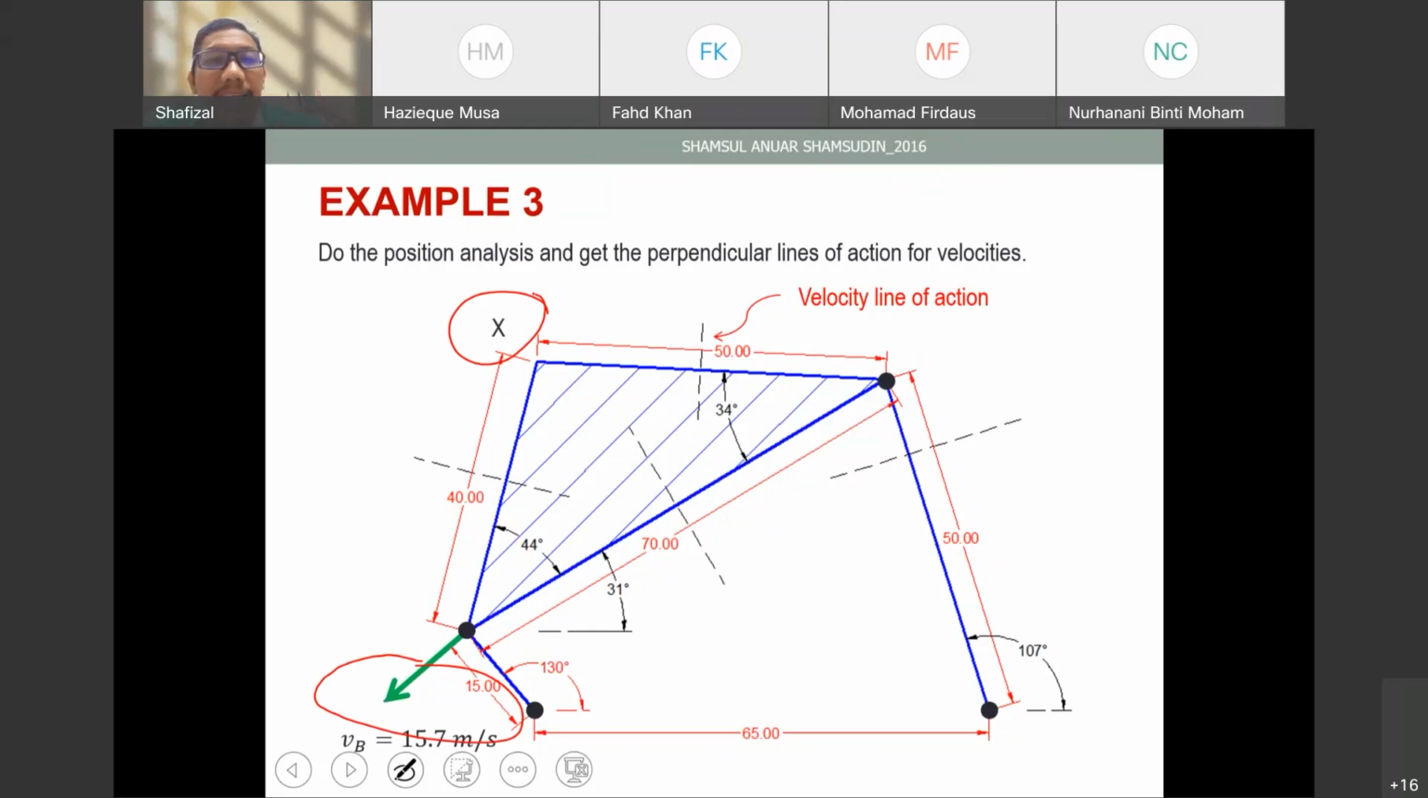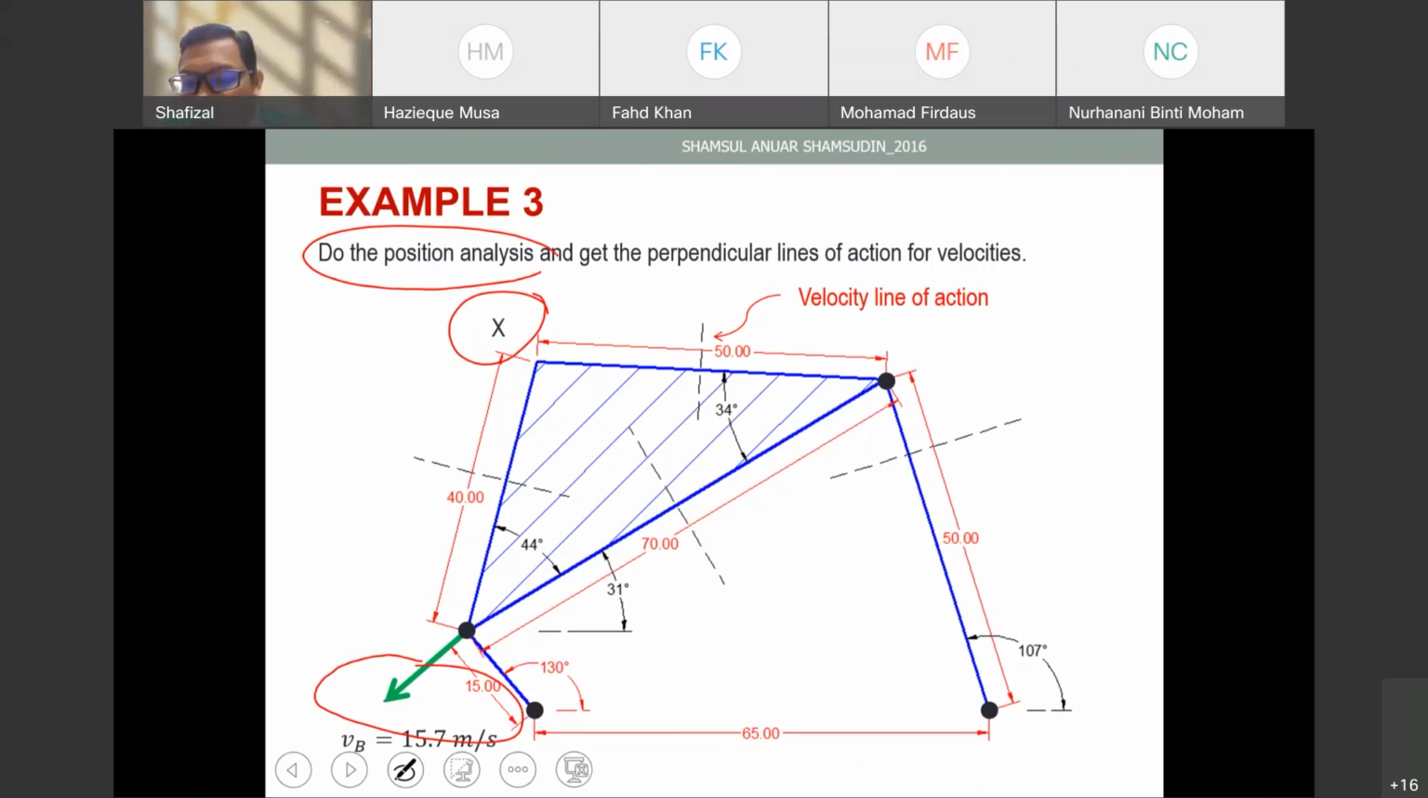Before that, the question may have an earlier part to find the position of point x as well, when the angle changes from 130 to 150, for example. These are the questions. But before that you have to do this position analysis. And once you have done all the position analysis, then you can go to the next step to find the velocity of the point of interest, for this case point X.